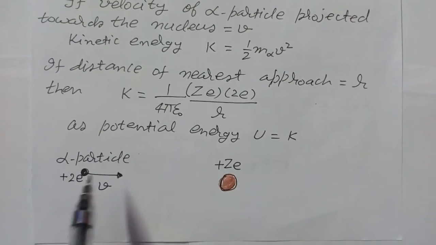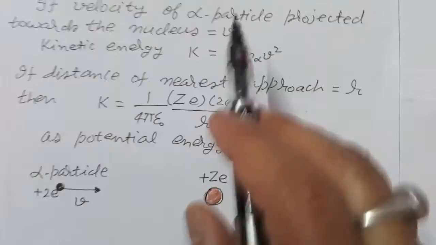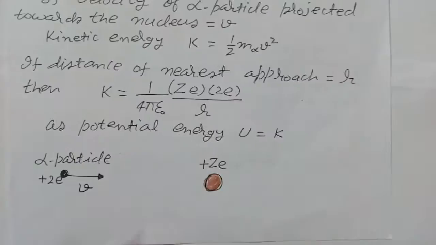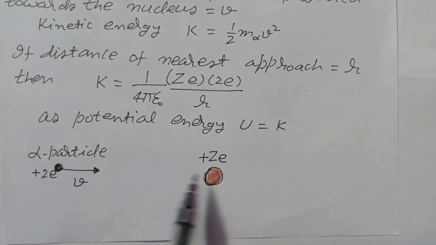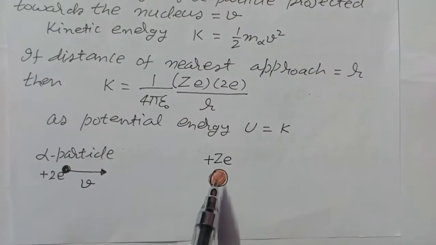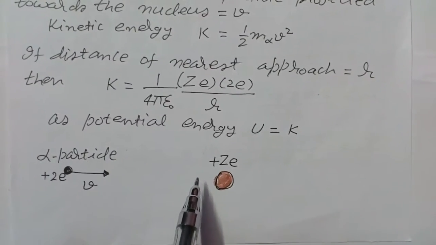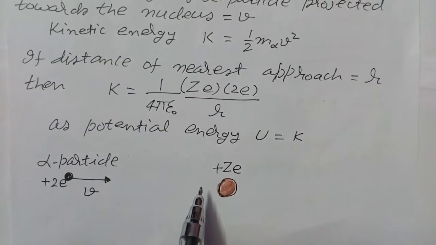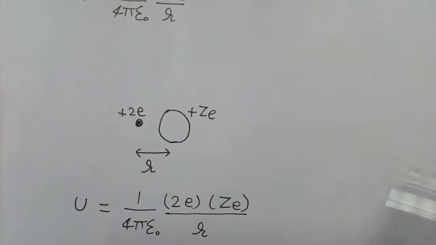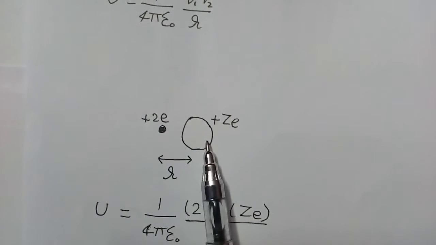Now when the alpha particle is at a very large distance from the nucleus, suppose its velocity is v. So the kinetic energy K of the alpha particle is equal to half mv square. As the alpha particle approaches the nucleus, its velocity goes on decreasing, and at a certain distance r from the nucleus its velocity becomes 0 and it is momentarily at rest, and from here it returns back. So here all of its kinetic energy has been converted into electrostatic potential energy.